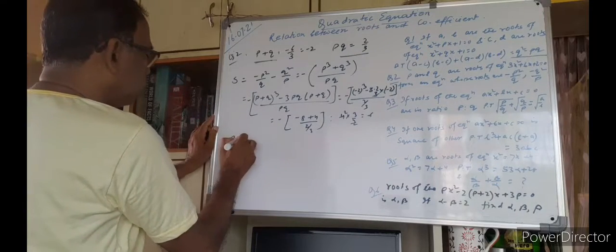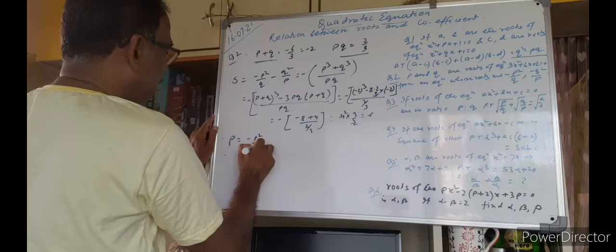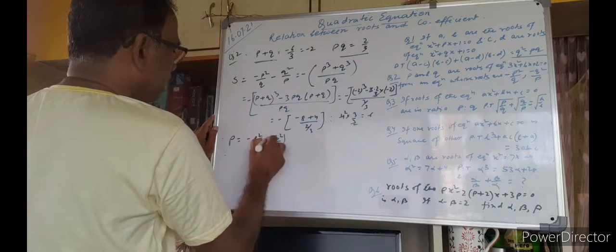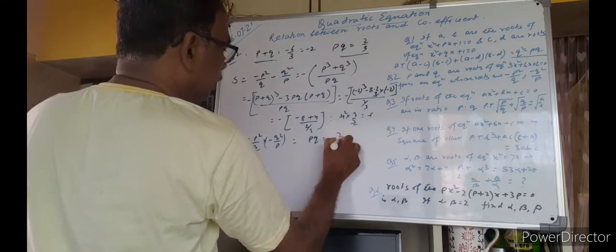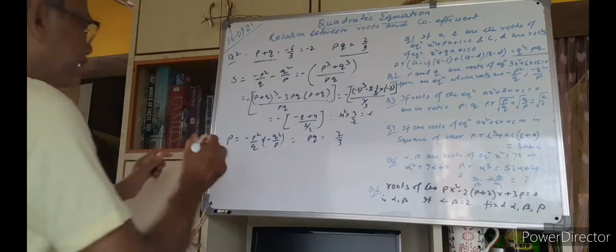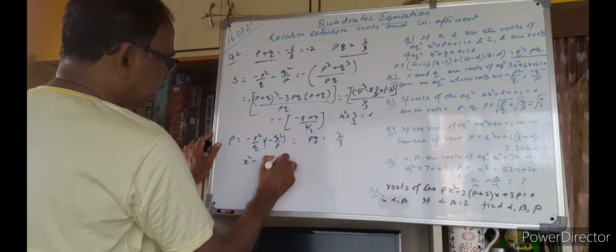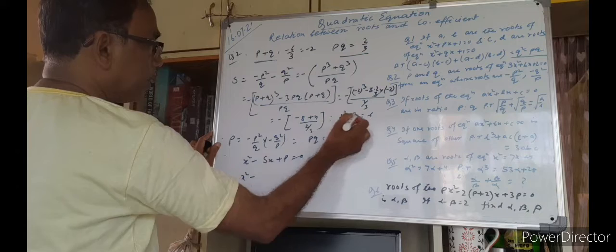And the product of the roots is minus p squared by q into minus q squared by p, that is pq, and the value of pq is 2 by 3. Now we have to form an equation. We know the equation is x squared minus sx plus p equals 0, that is x squared minus 6x.